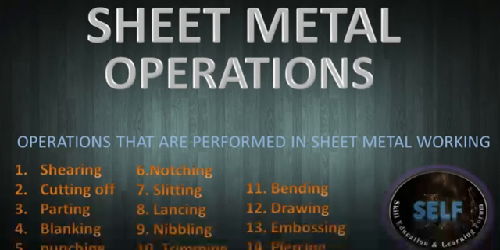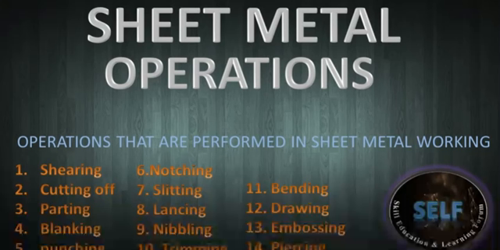Today I will discuss the sheet metal operations for the subject Manufacturing Engineering 1, subject code 3331901. There are so many operations that can be performed in sheet metal working. In today's video, we are discussing the operations that are performed in sheet metal working.